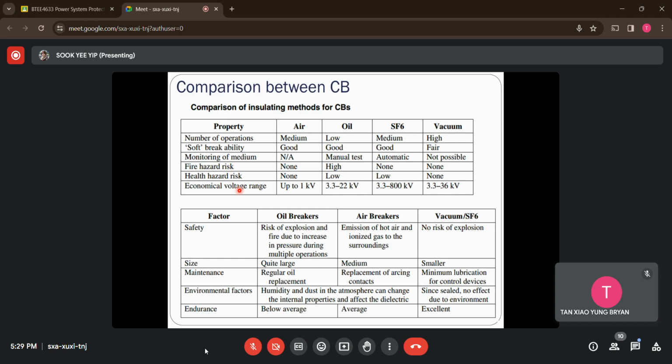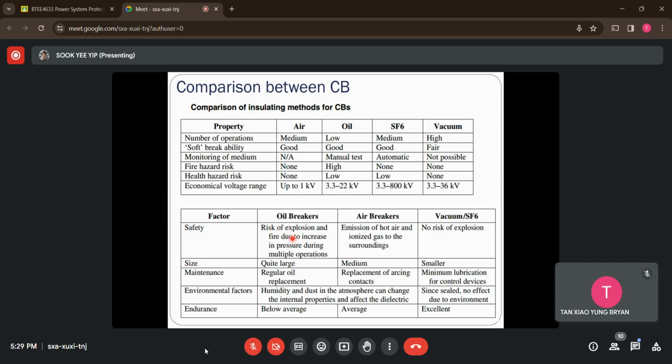So we have one more table here as well, which also shows the comparisons of these four different kinds of breakers we have. The first one here is in terms of safety for usage. This is actually linked with the fire hazards, of course. All right, so the oil breakers here have the risk of explosions.